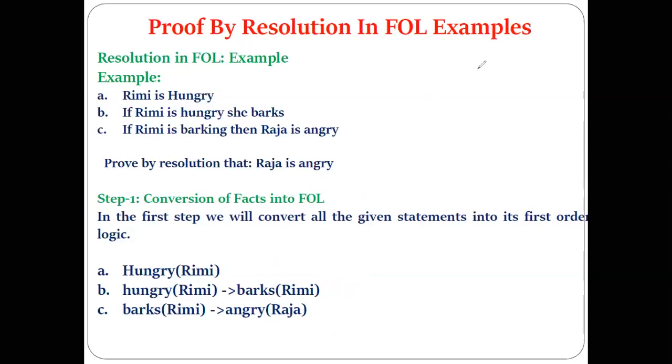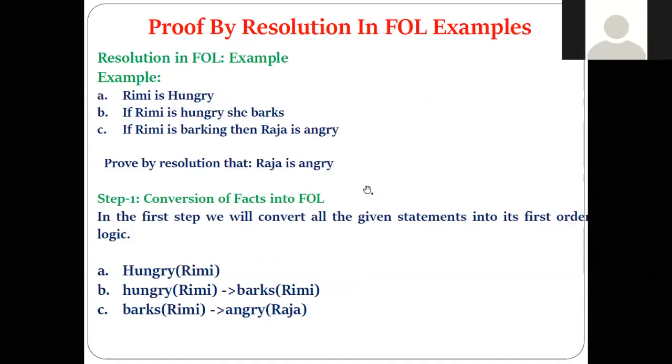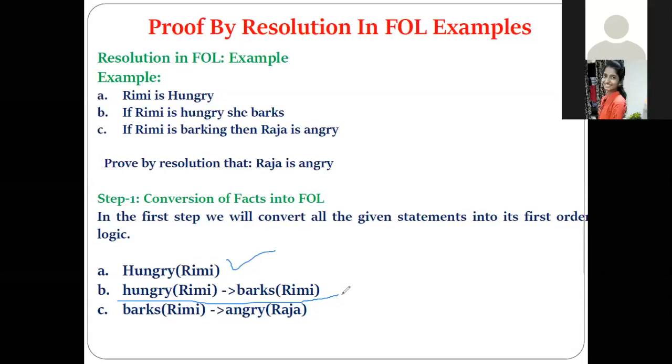What is the second step? The second step is FOL into CNF. Now which CNF rule do we have to apply here? How will the first statement be in CNF? Is there any change in the first statement? No, it will remain as it is, correct? Second statement? We need to do what in the second and third statement?